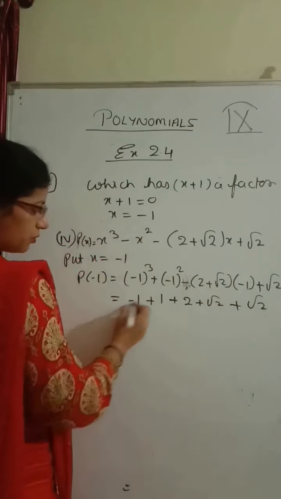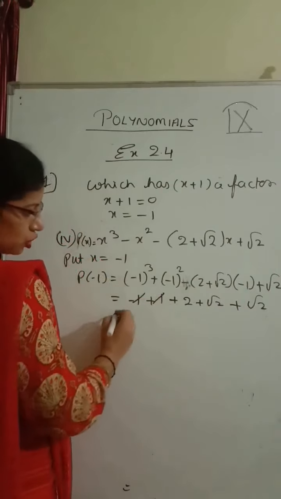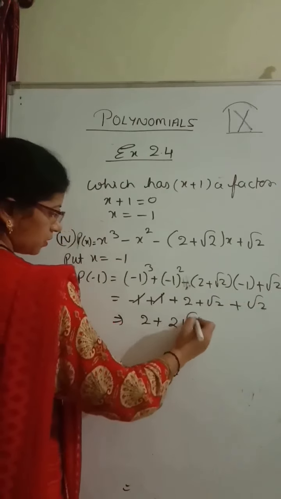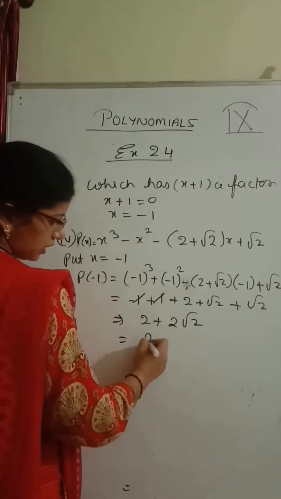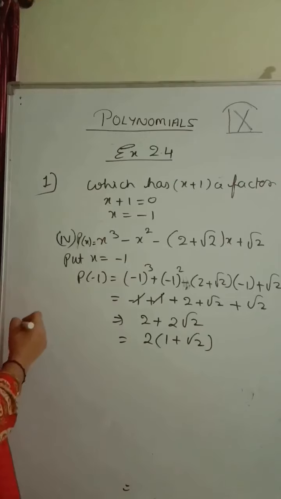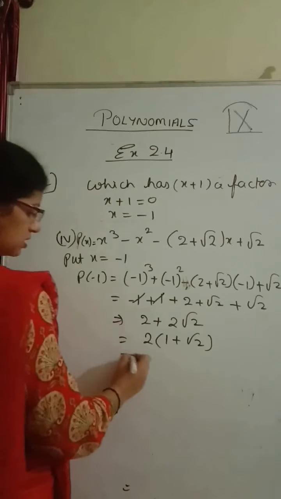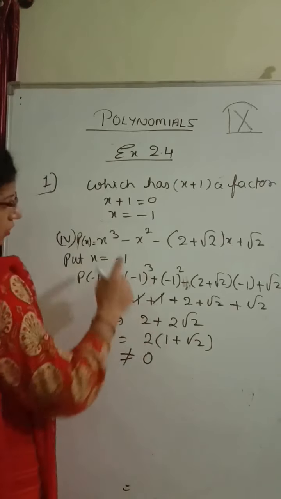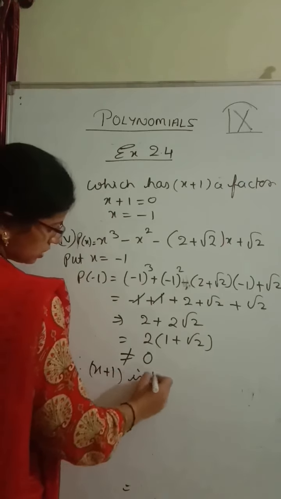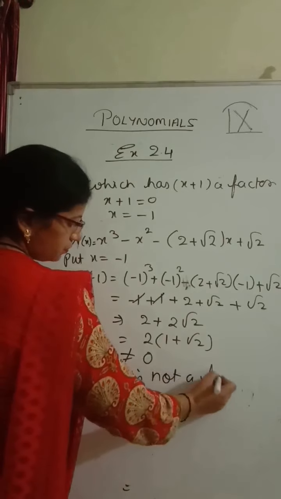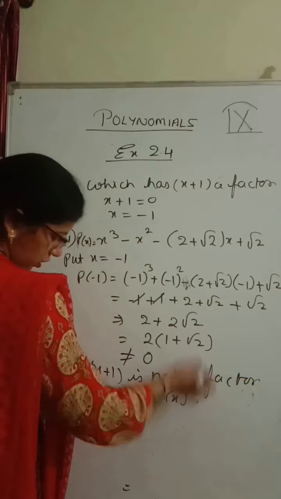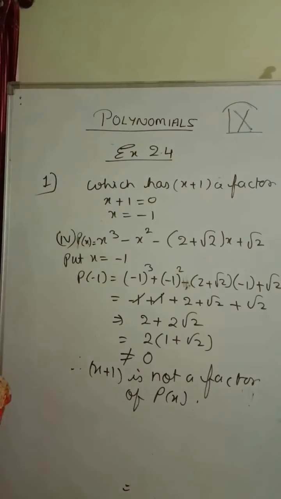Okay, one more step you can do. These two are cancelled out. So you will get 2 plus root 2 plus root 2, 2 root 2. And 2 can be common in these two. Here 1 is left plus root 2. So this is your answer. So that means this is not equals to 0. अगर ये 0 के equal नहीं है, that means therefore x plus 1 is not a factor of this polynomial p of x. Okay. So this is your fourth part.